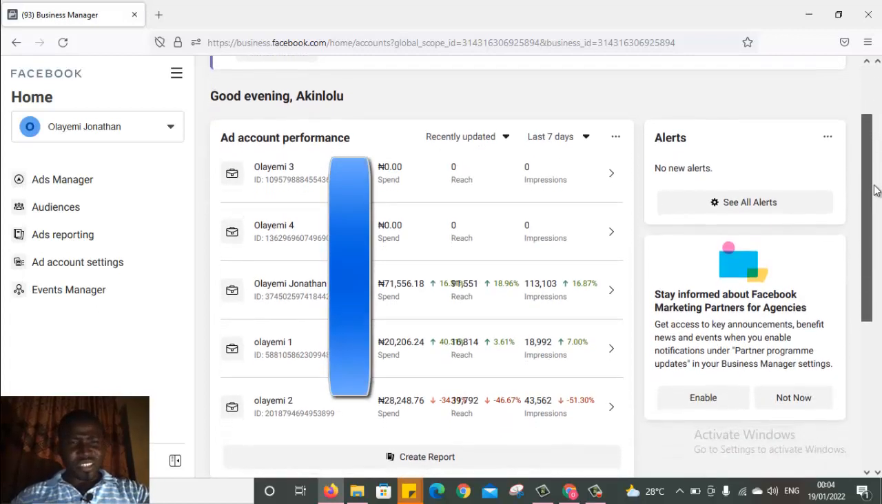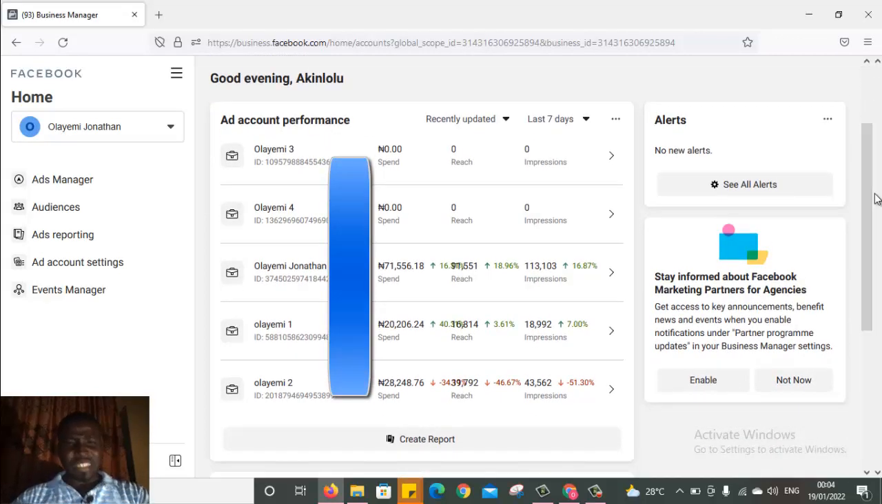You can see on this business manager, I have 5 ad accounts on it. I use only one card to pay because they are all on the manual payment method. I pay with just my local card. I don't want to mention the bank so that it won't look as if I'm advertising for them. Are you getting it? Which we cannot do when we are using automatic payment method.